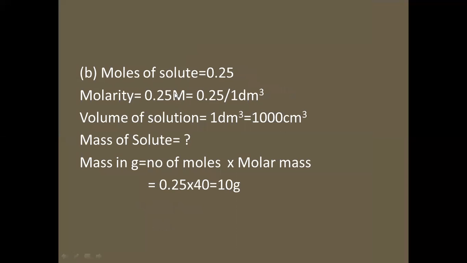So what we will do, molarity means 0.25 moles per decimeter cube, because molarity is equal to moles per decimeter cube. It means the volume is 1 decimeter cube, and we know that 1 decimeter cube is equal to 1000 centimeter cube. So we will use volume as 1000 centimeter cube. Mass of solute we have to find out. So mass in gram is equal to number of moles multiply molar mass. You know this formula. Number of moles is 0.25 and the molar mass of sodium hydroxide is 40. 10 grams is the answer.